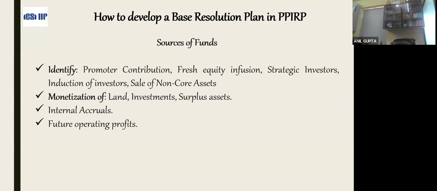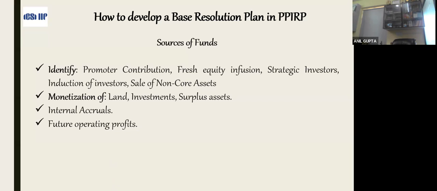So, source of funds: the promoter contribution, equity infusion, strategic investors, introduction of investors, sale of non-core assets. For all these things, the financial creditor will definitely accept. But once the corporate debtor is asking for a waiver of interest or a reduced interest, or quarterly or half-yearly compounding instead of monthly compounding, the financial creditor will not accept. But at the same time, he will accept the third person, the prospective resolution applicant, happily, even with a haircut.